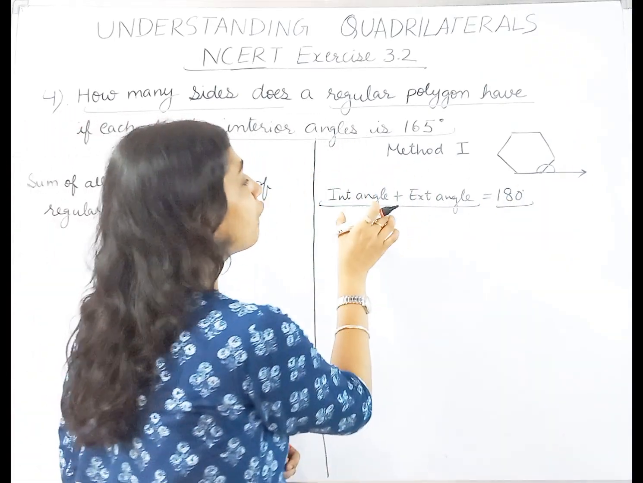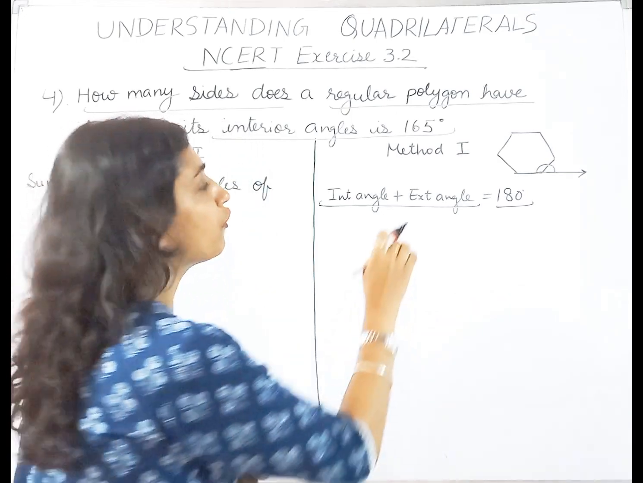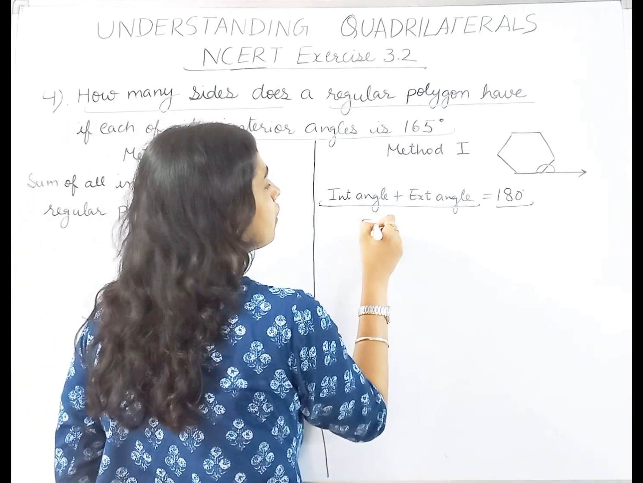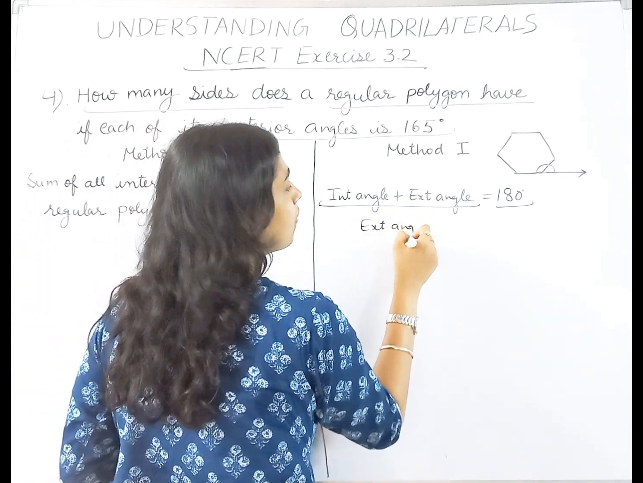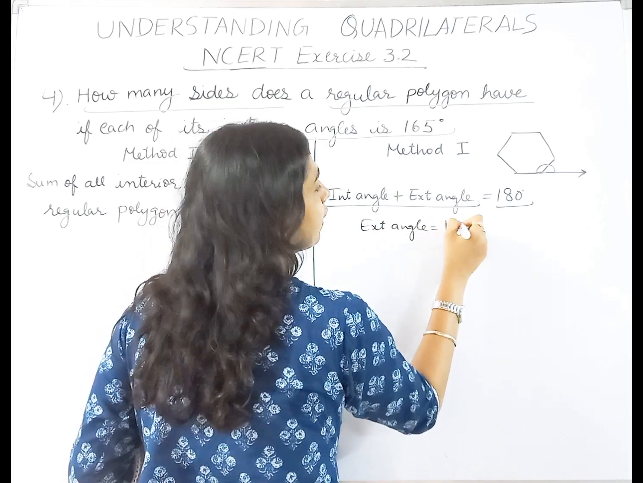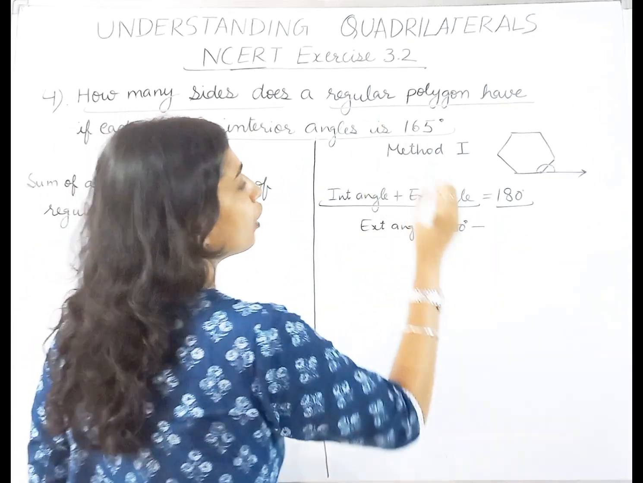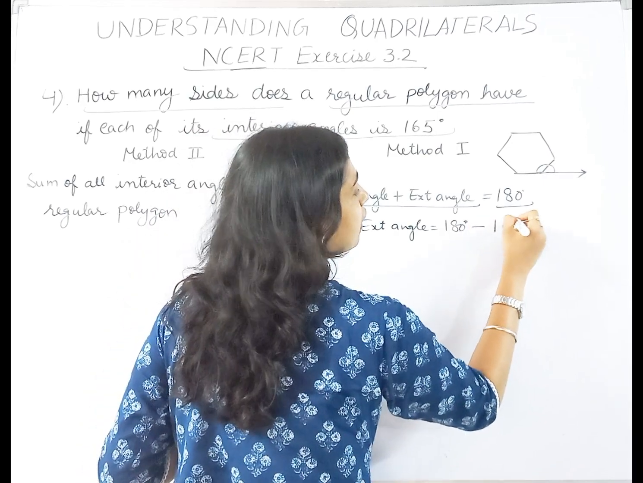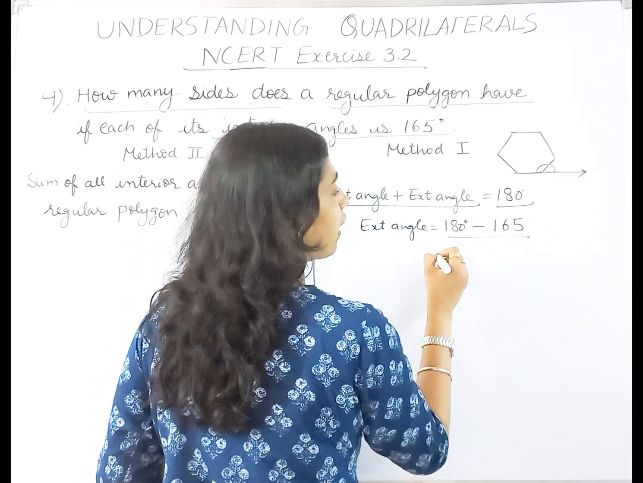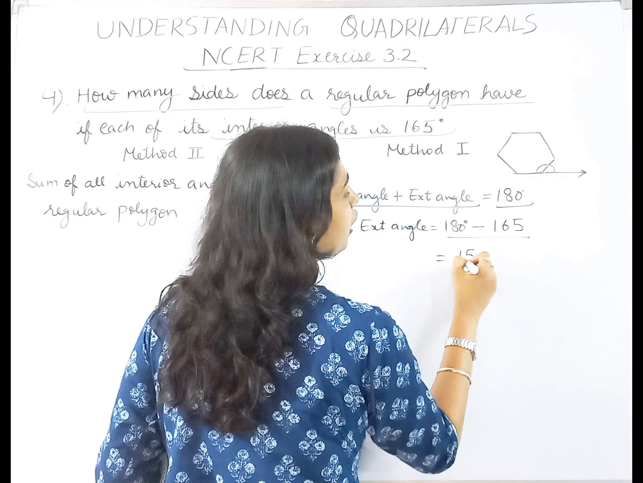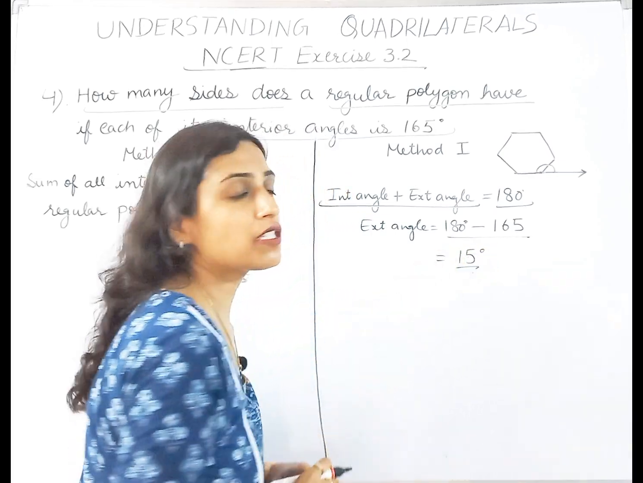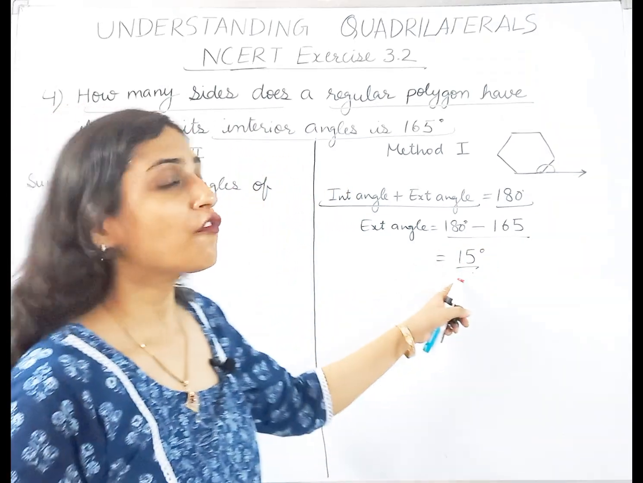So the sum of interior angle and exterior angle is always equal to 180 degrees. Now we are given the value of the interior angle, so we can find out the exterior angle. So exterior angle becomes equal to 180 degrees minus interior angle, and the interior angle given to us is 165. So exterior angle becomes equal to 15 degrees. So the measure of each exterior angle is 15.